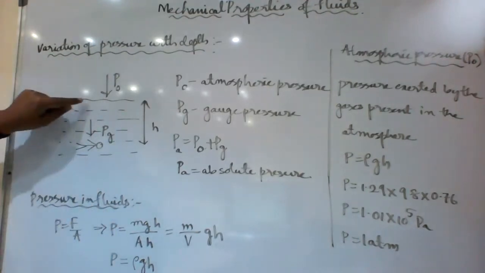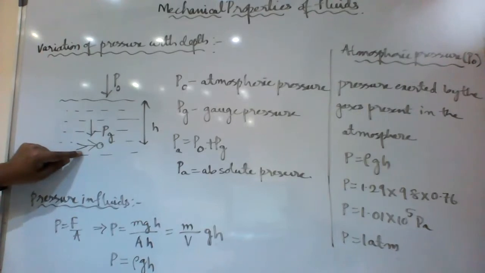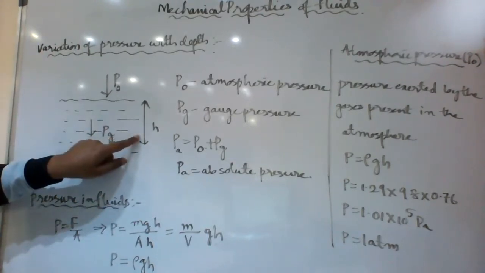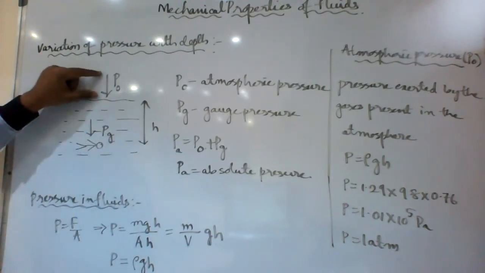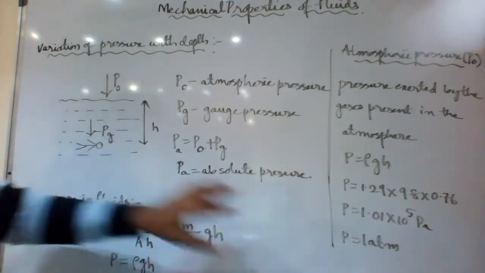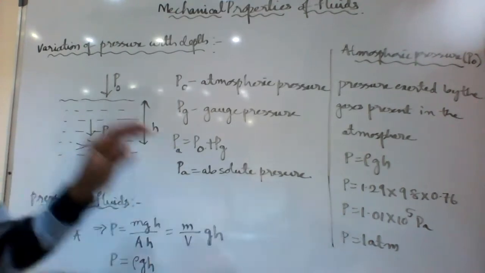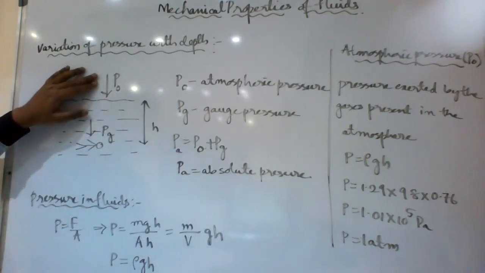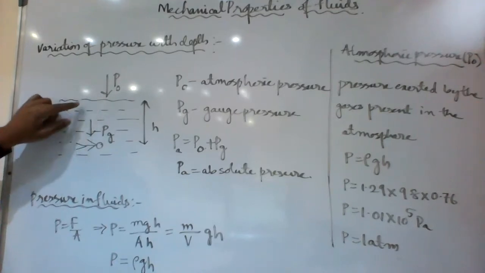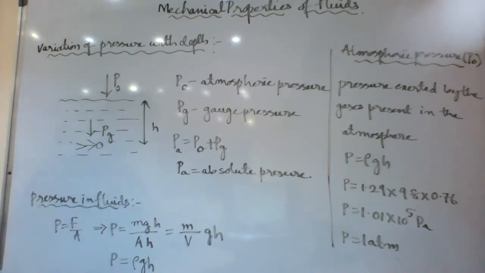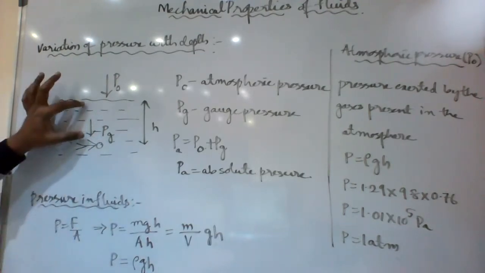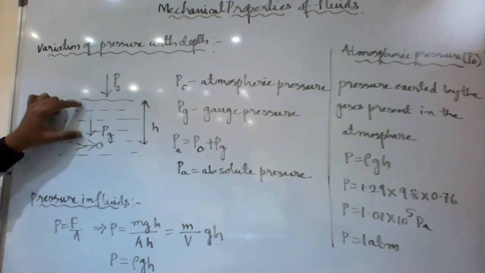Now this is the surface of the water. A person is swimming in the water, maybe at a height h from the surface. Now P naught is the atmospheric pressure, which we already know. P naught is acting on the surface of the water, and the water up to height h is also having some pressure. It has a density, gravity and height, so because of this also some pressure acts on this person.